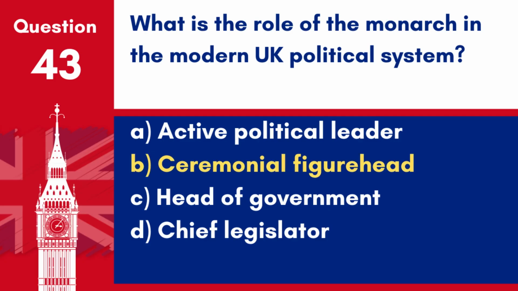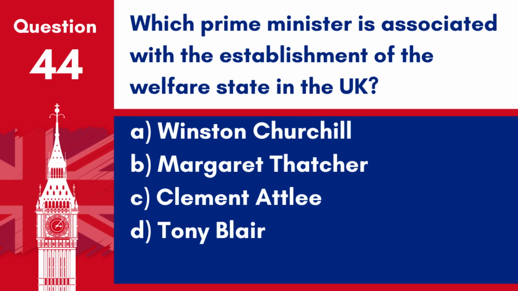Answer: B. Ceremonial figurehead. In the modern UK political system, the monarch's role is largely ceremonial, and they do not play an active role in day-to-day governance. Question 44. Which Prime Minister is associated with the establishment of the welfare state in the UK? A. Winston Churchill. B. Margaret Thatcher. C. Clement Attlee. D. Tony Blair. Answer: C. Clement Attlee. Clement Attlee, the Prime Minister who led the post-war Labour government, is credited with establishing the welfare state in the UK.